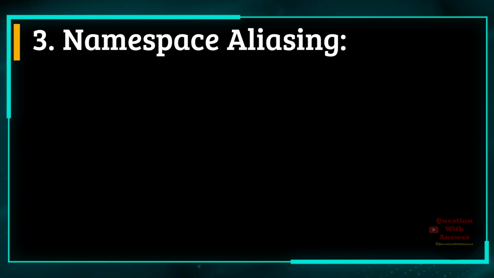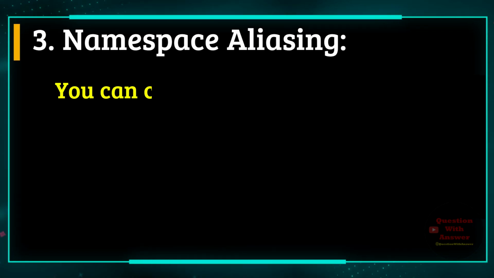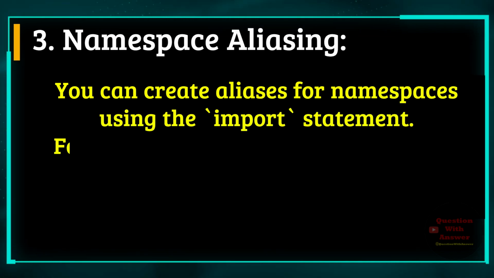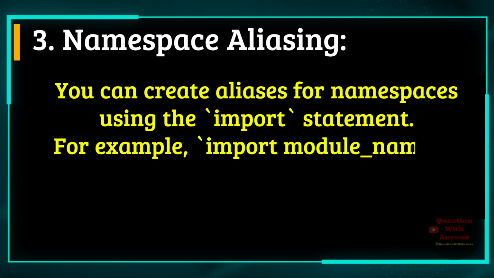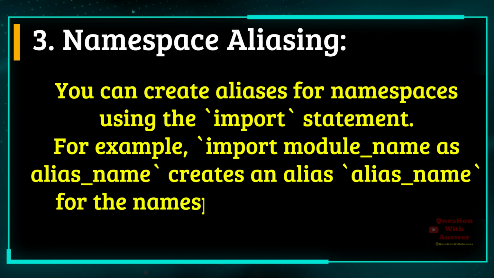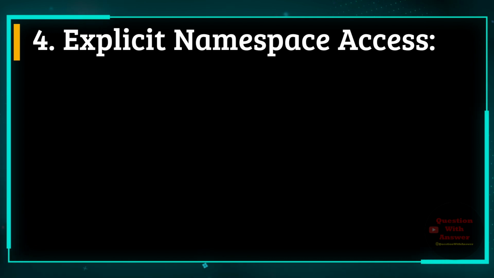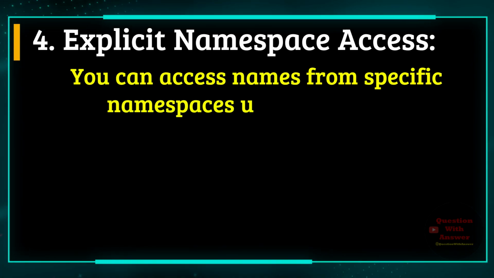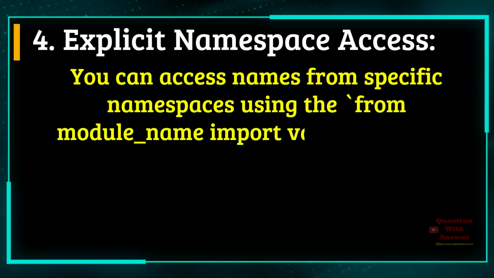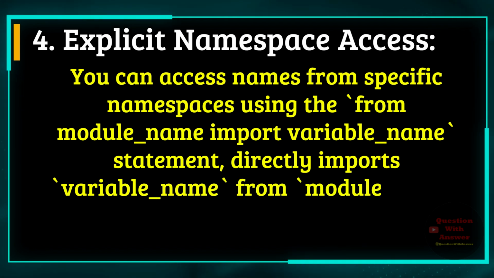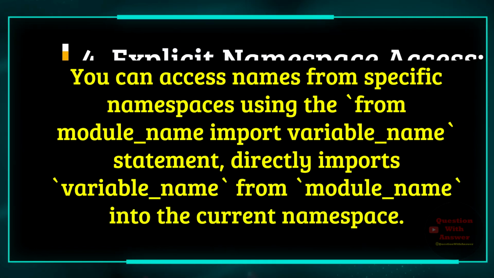3. Namespace aliasing. You can create aliases for namespaces using the import statement. For example, import module_name as alias_name creates an alias_name for the namespace of module_name. 4. Explicit namespace access. You can access names from specific namespaces using the from module_name import variable_name statement, which directly imports variable_name from module_name into the current namespace.